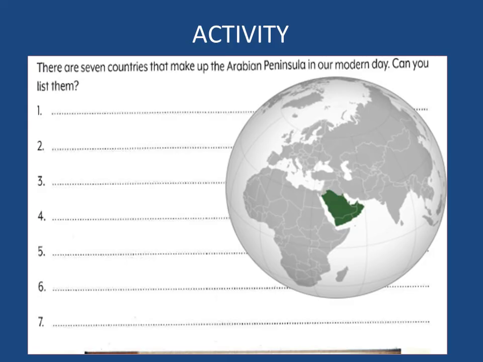So children, here we have the activity. So you can see over here the world map, and in the world map you can see the green portion, which is our Arabian Peninsula. Now in modern day, how many countries you can see over here? I have mentioned 7 over here. So I want you to note down, go on the Google, find out 7 countries which form the Arabian Peninsula.